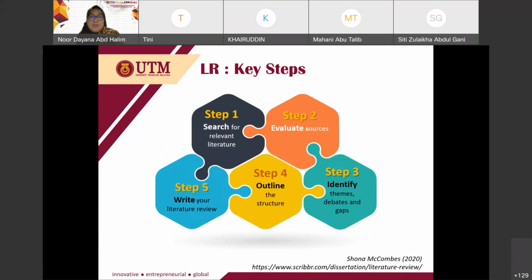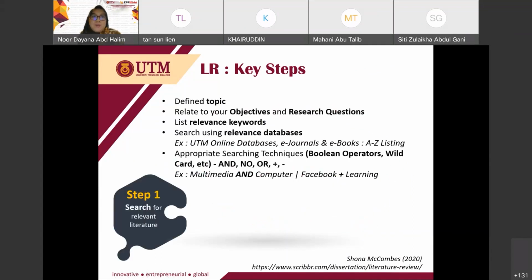This is the step proposed by Shona McCombs. The first step is search for the relevant literature. I will explain this step in detail. The second step is evaluate sources. The third step is identify themes, debates, and gaps. Number 4 is outline the structure. And step 5 is write your literature review. All right, the last step. So this is step 1, search for relevant literature.